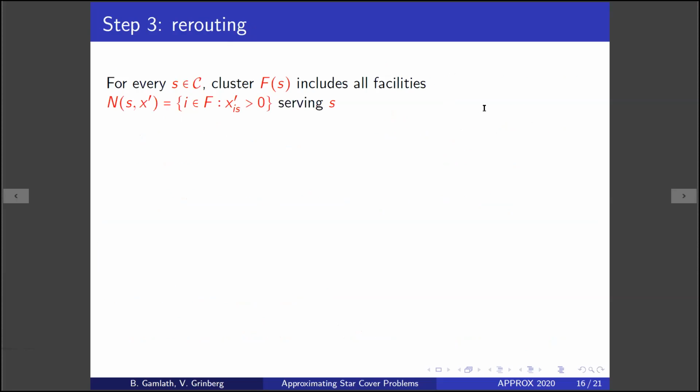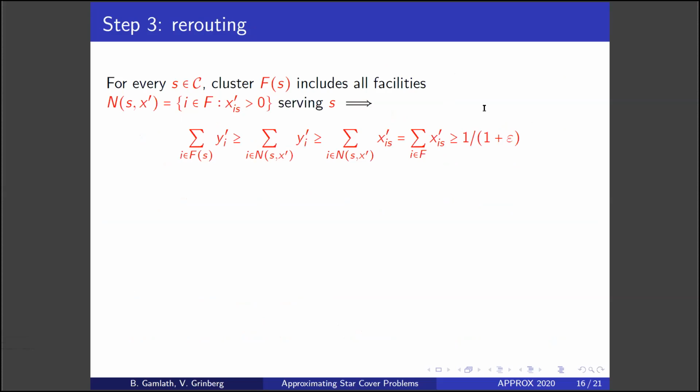Finally, we are going to open some facilities in every cluster, close the others, and route closed facilities into opened ones in the same cluster. Note that by construction, each cluster includes all facilities that serve its center. As a result, the total opening in every cluster must be at least 1/(1+ε). This fact will allow us to bound the total number of open facilities.